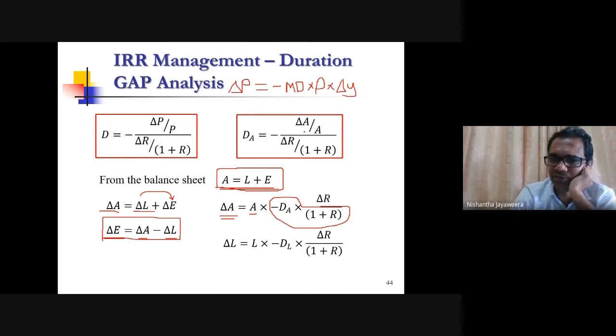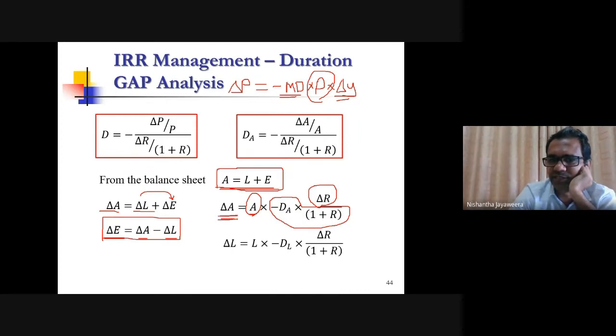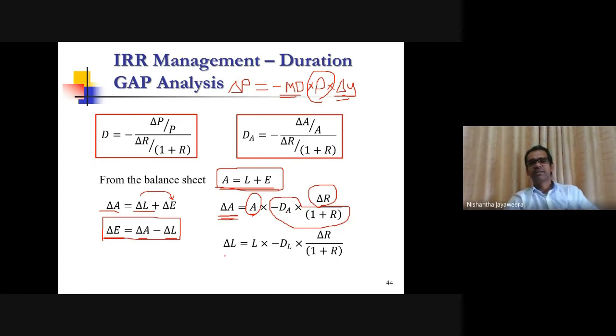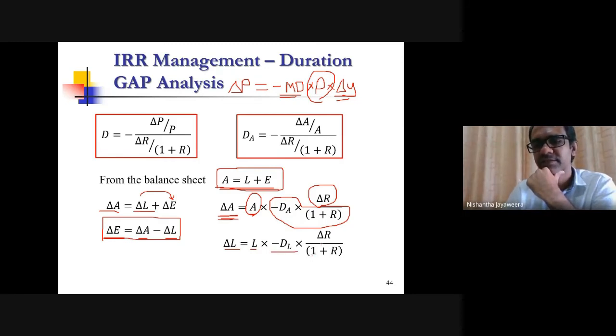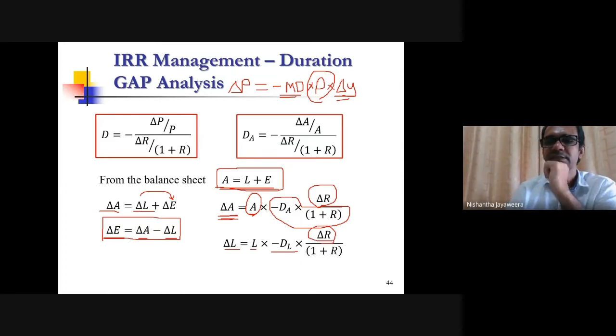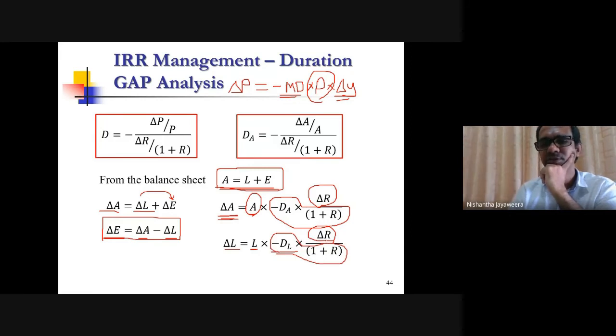We had this equation. Can you remember? So the same equation here, instead of price, we have the value of asset. Modified duration we have written here as Macaulay duration divided by 1 plus R, and the change in yield as change in R. So for a given yield change and given duration, this gives what would be the change in the value of asset. The same thing can be done for liabilities. Change in liability would equal the value of the liability, times duration of liability, multiplied by the change in yield divided by 1 plus yield, or the value of the liability times modified duration of liabilities times change in yield.